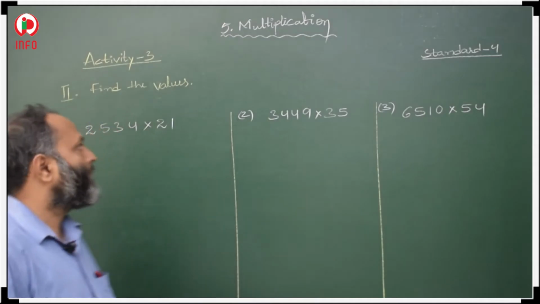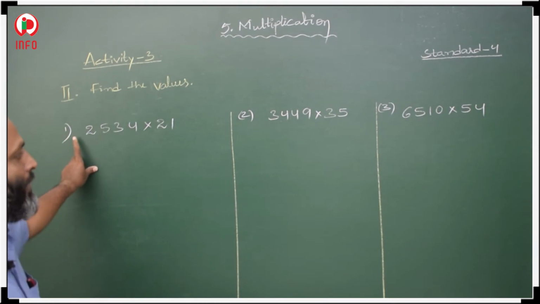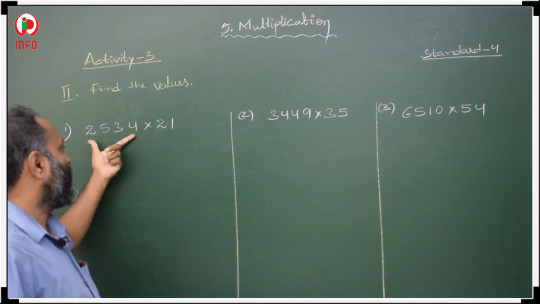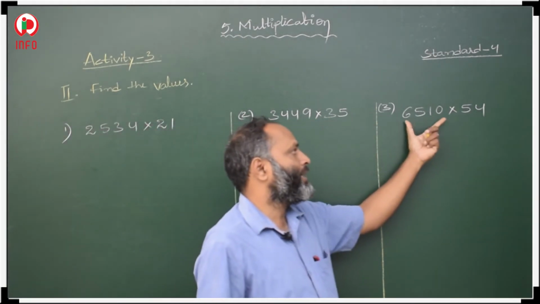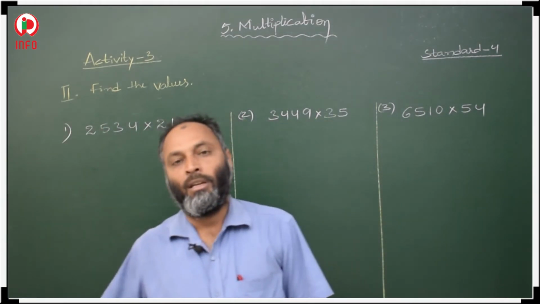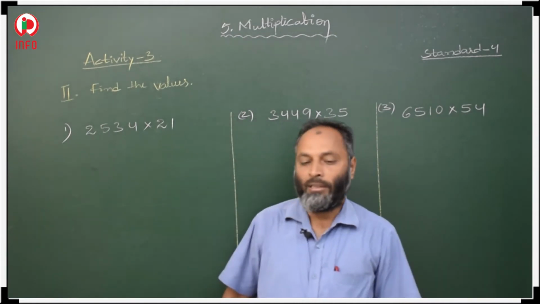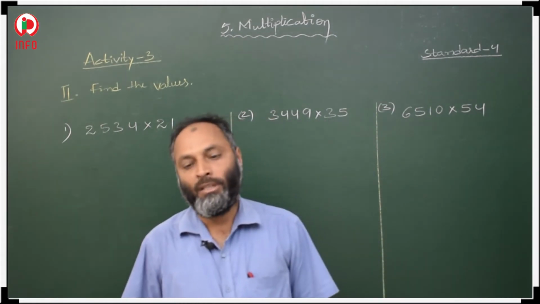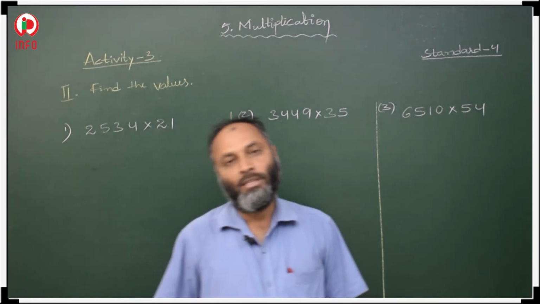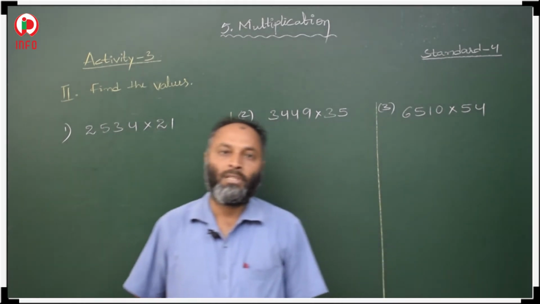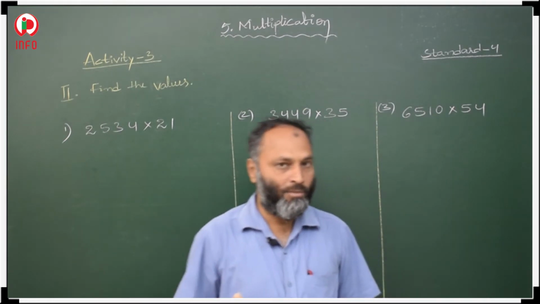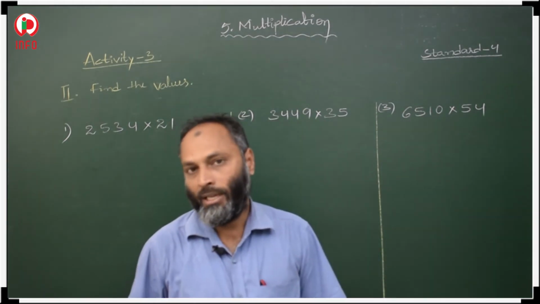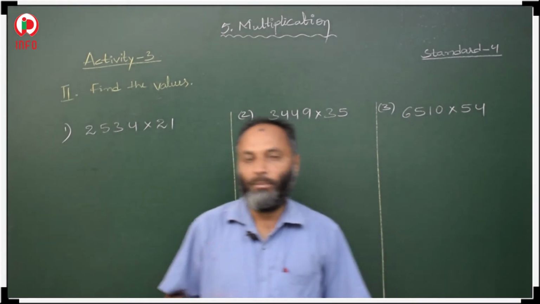Now see here, find the values. We have to find the values of a 4 digit number with a 2 digit number, 4 digit number with 2 digit number. In the first question we did 3 digit number with a 2 digit number. In the first bit 6 sums we did, 4 sums were left, those 4 sums you do as your home assignment. The remaining 4 questions were similar questions.